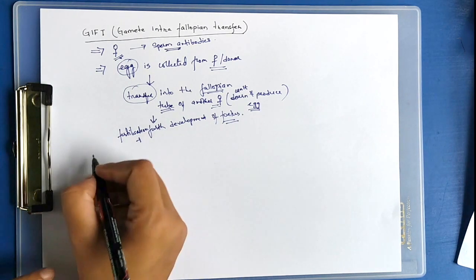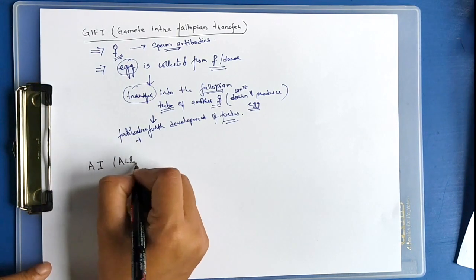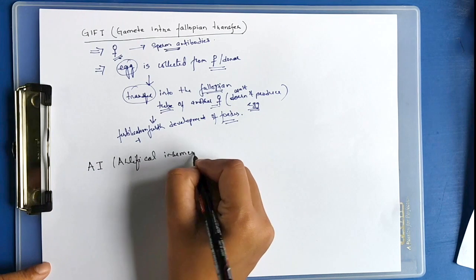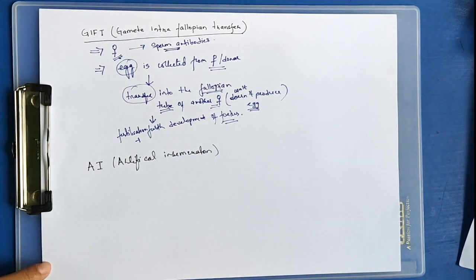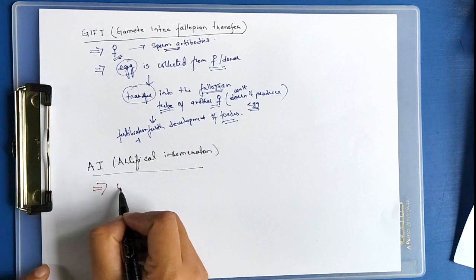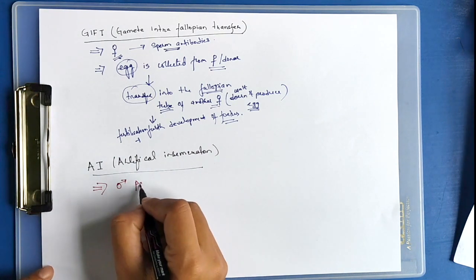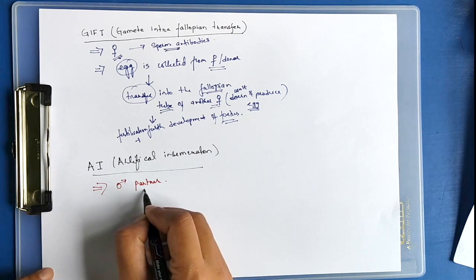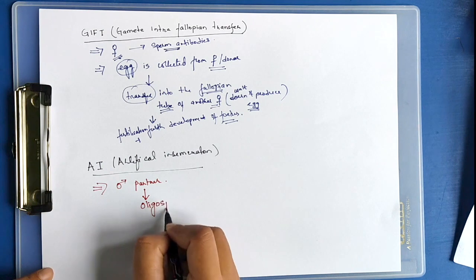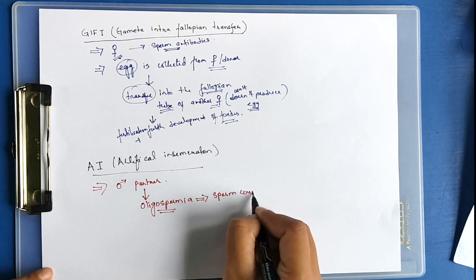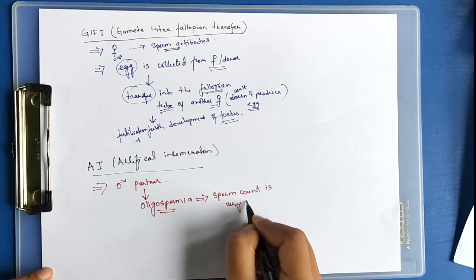And next, AI, artificial insemination. Artificial insemination is usually used for the male partner. In this technique, the male partner is suffering from a condition known as oligospermia. Oligospermia is a condition where the sperm count is very low.